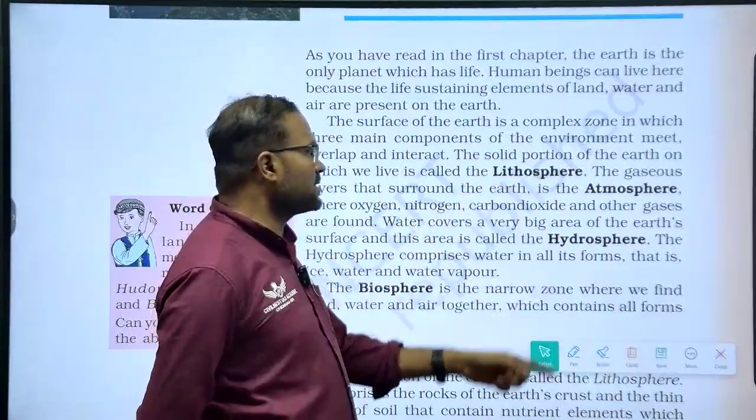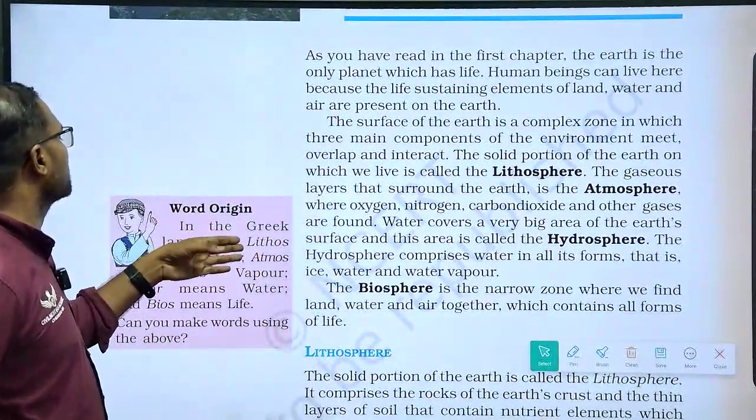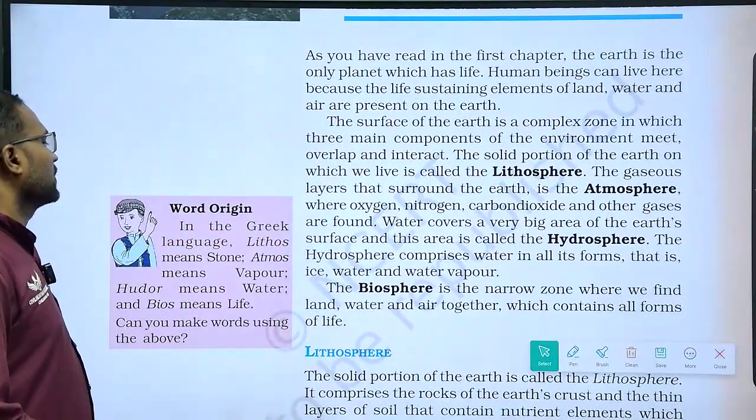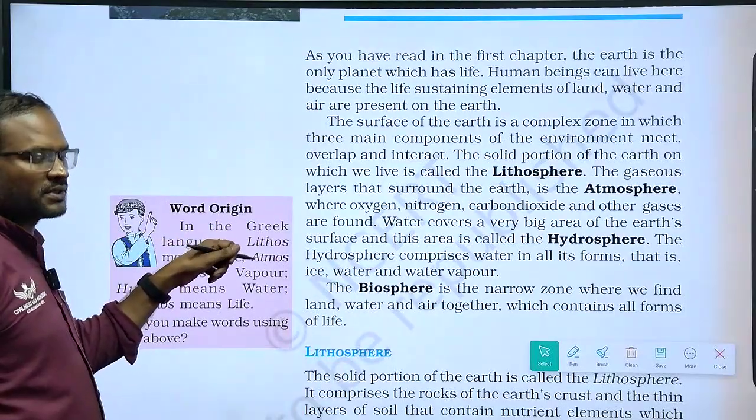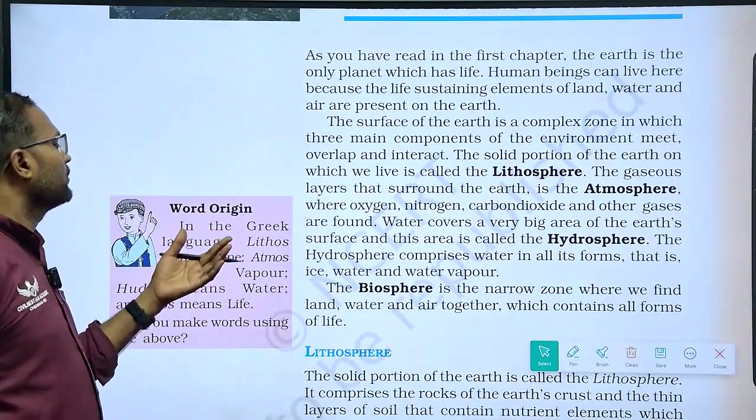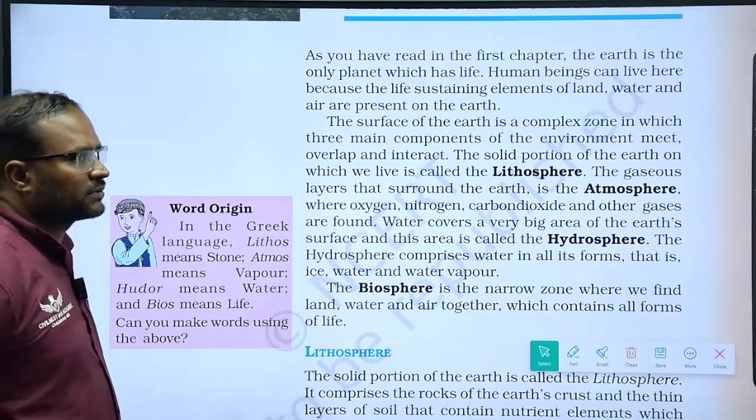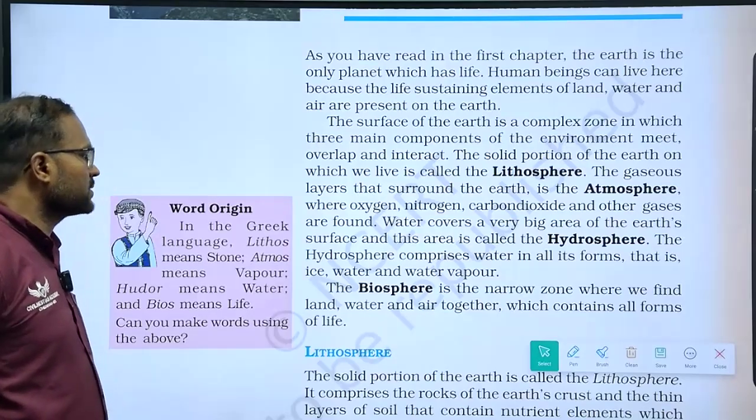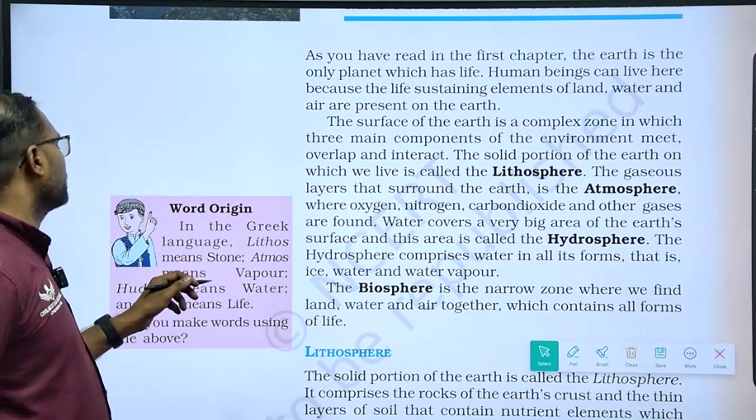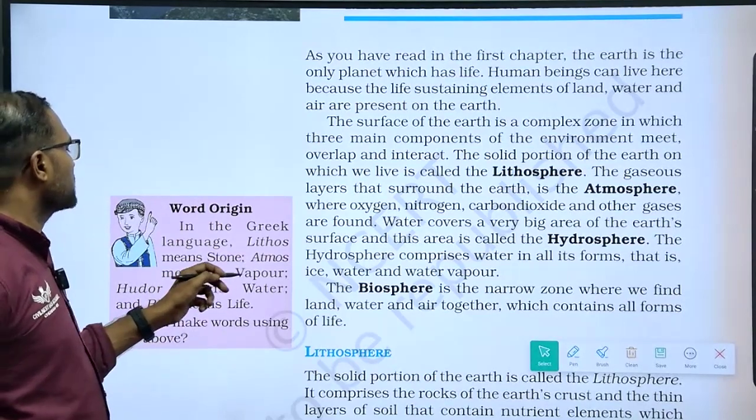So litho means stone. Here you can see the word origin: Greek language. Litho means stone, not from the Latin. So there will be a twist. A statement may be given like "lithosphere is of Latin origin." It is not. It is Greek origin. Atmos means vapor.